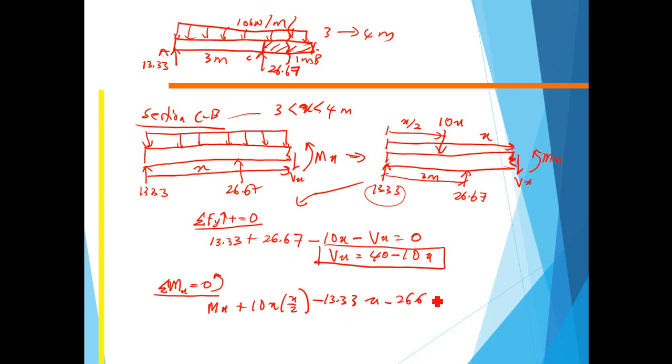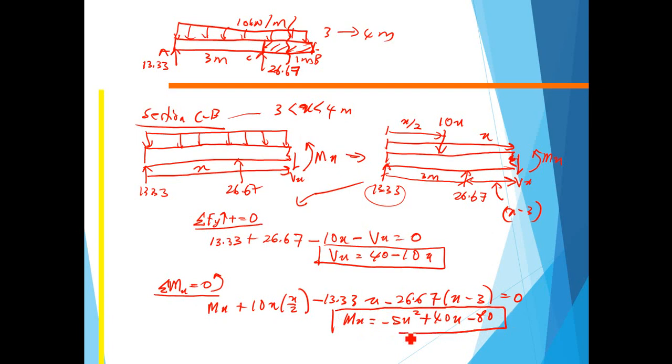Minus 26.67. Okay, this force to the x. The distance is x minus 3. Okay, so you get from here to here. So this is x minus 3. So 26.67 times x minus 3 equal to 0. So Mx equal to minus 5x squared plus 40x minus 80. Okay, so that is the relationship between bending moment and x for section CB. So we can see this is a linear relationship, this is a quadratic relationship.